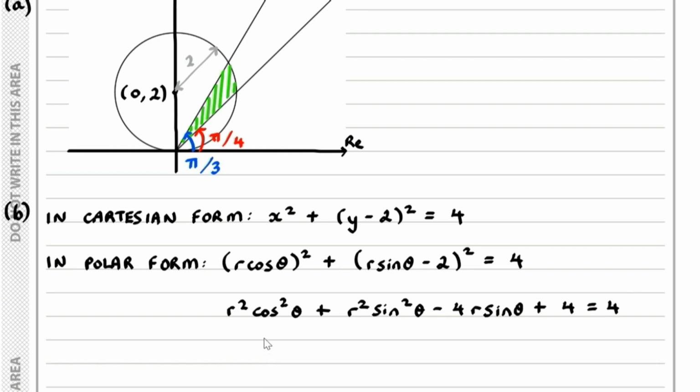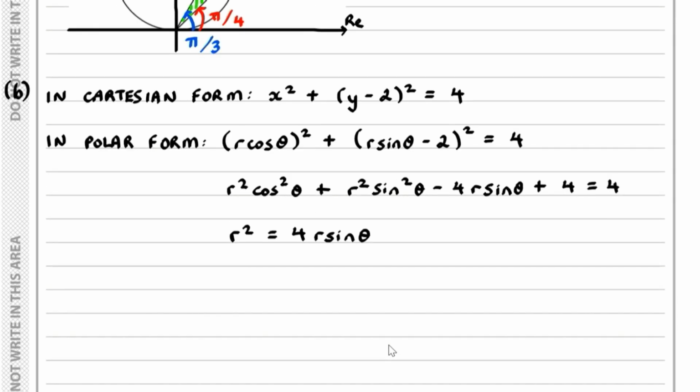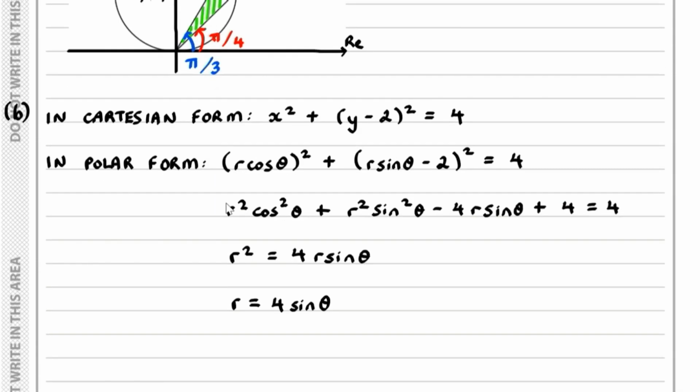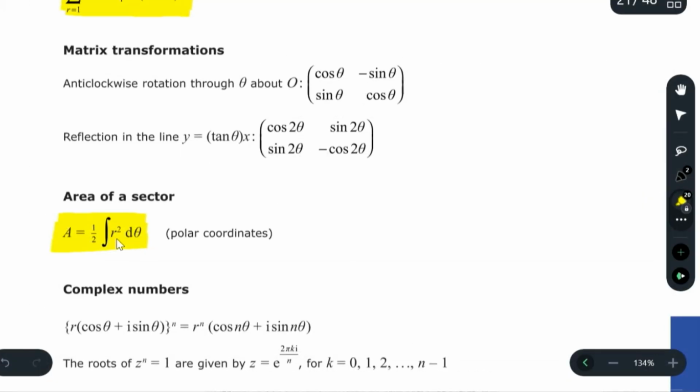The 4's cancel on both sides, and recognizing that cos squared plus sin squared is 1, we end up with r squared equaling 4r sin theta. So r is equal to 4 sin theta. This is the polar equation which we need to integrate. And remember, this is how we integrate.